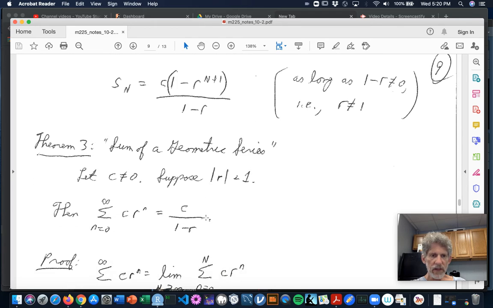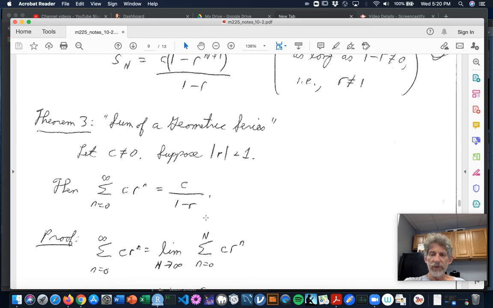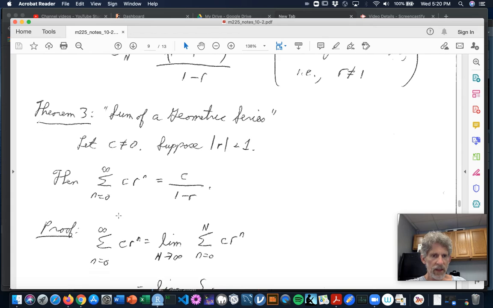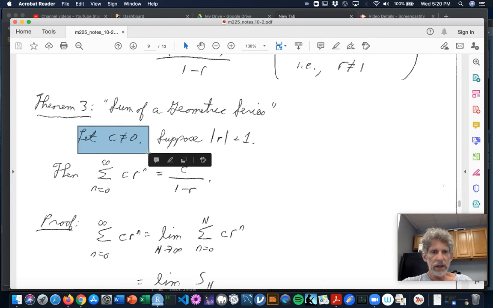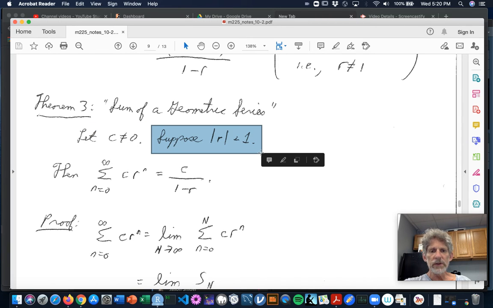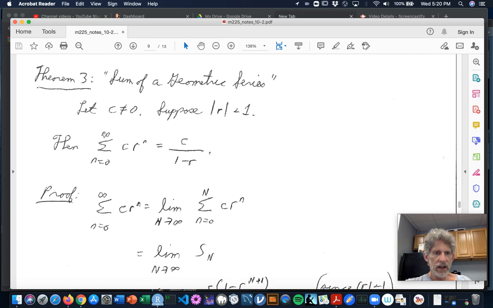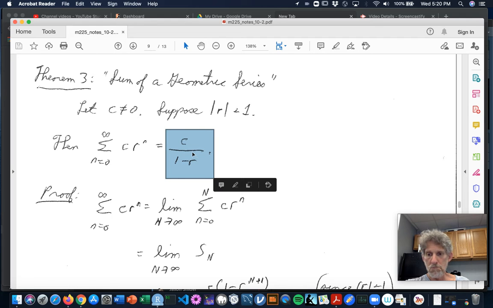Okay. Next up, theorem 3, sum of a geometric series. So this is where we ask, okay, can we figure out what the limit of the partial sums is? Let's say c is non-zero, which you need for a geometric series. And suppose that your ratio term is less than 1 in absolute value. Suppose it's between minus 1 and 1. Then the geometric series actually converges, and it converges to this number.